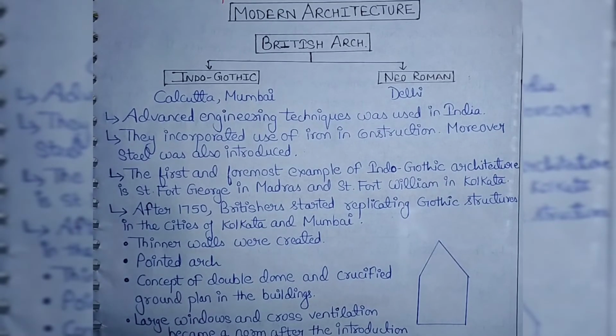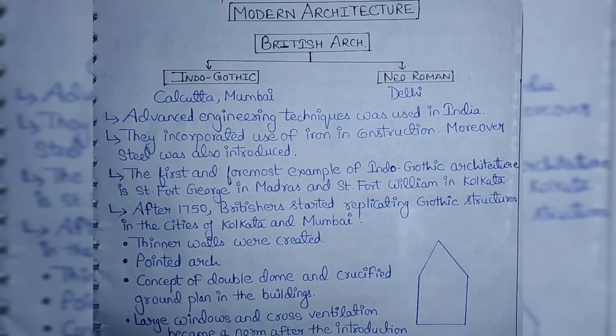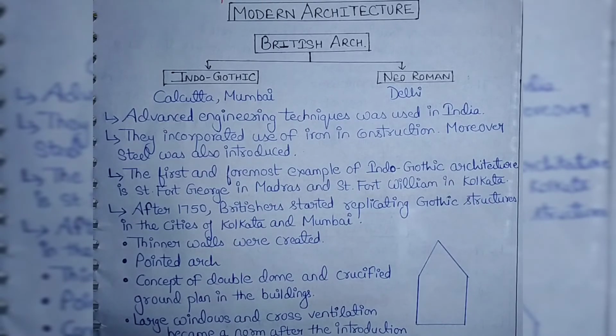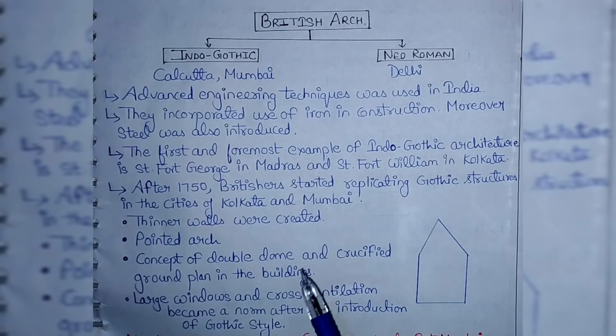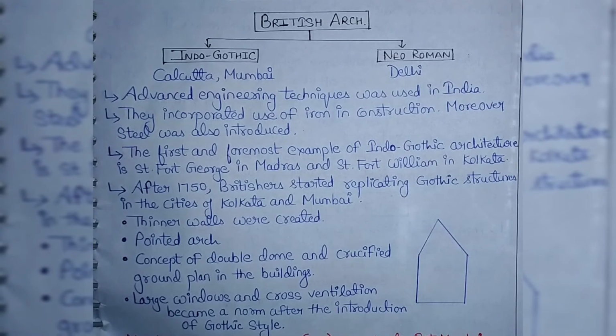The first and foremost examples of Indo-Gothic architecture are St. Fort George in Madras and St. Fort William in Kolkata. After 1715, Britishers started replicating Gothic structures in the cities of Kolkata and Mumbai. Some of the features: thinner walls were created, but they were strong because iron was used. Pointed arches, you can see here pointed arch structure was made. The concept of double dome we have seen earlier, and a cruciform ground plan in the buildings.